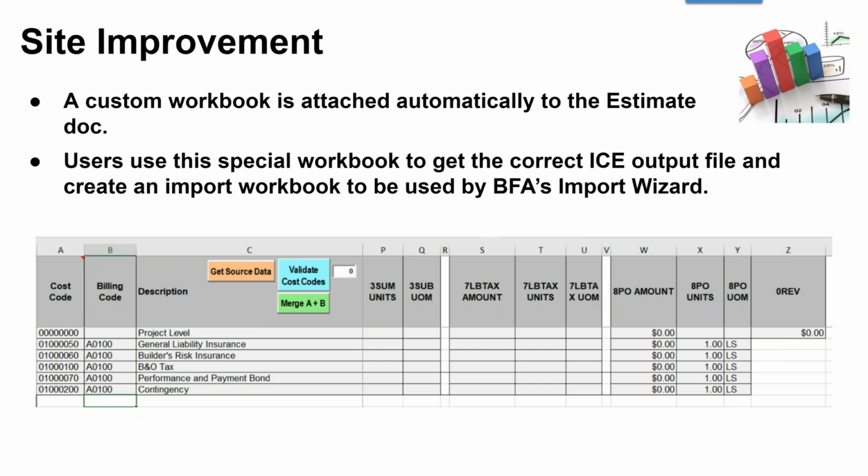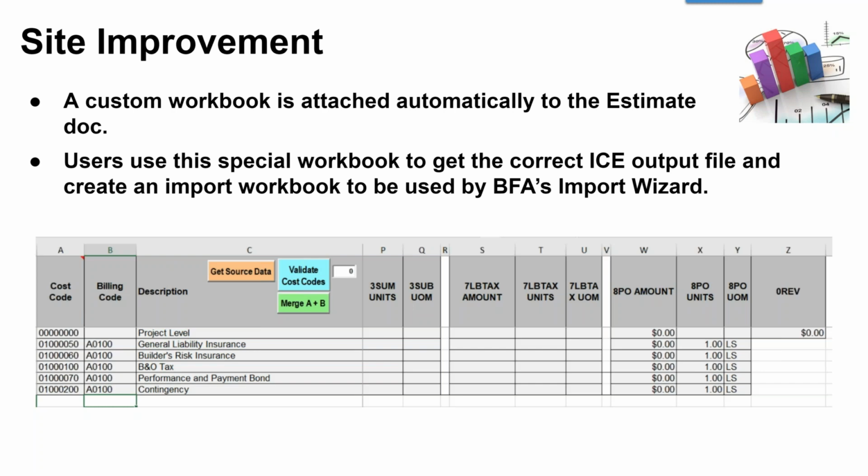What we also did is we added an estimate document, or activated an estimate document, inside Spitfire, and on that document we added this workbook as an auto attachment. During the creation of a project, the estimate document is automatically attached, as well as this particular item.